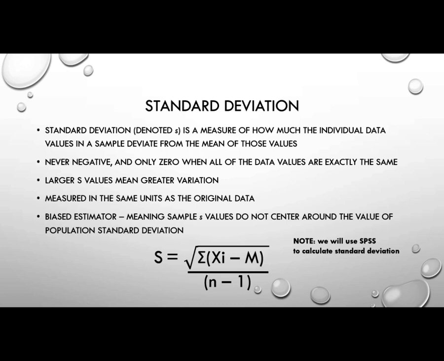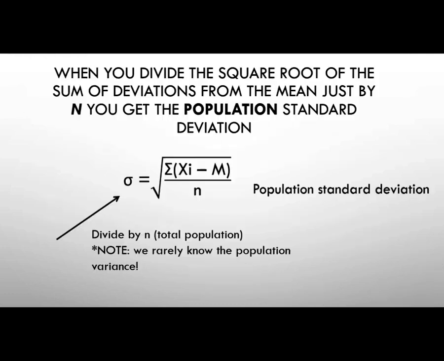And here's the formula, but no, we're going to use SPSS. It will just give it to us. We don't have to calculate it. I'm just showing you how it's derived. So when you divide the square root of the sum of the deviations from the mean just by n, you get the population standard deviation.